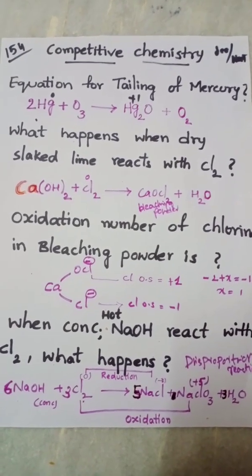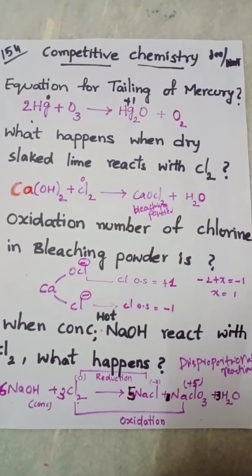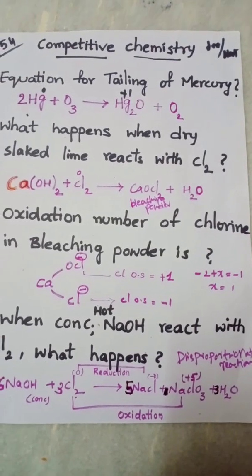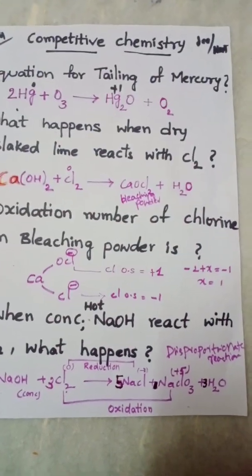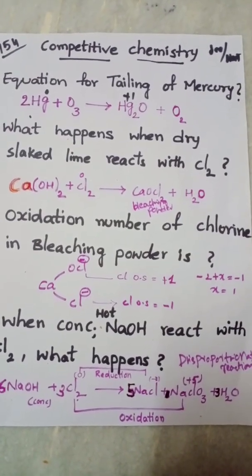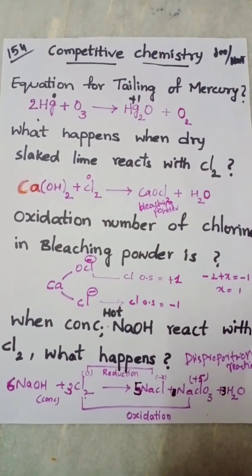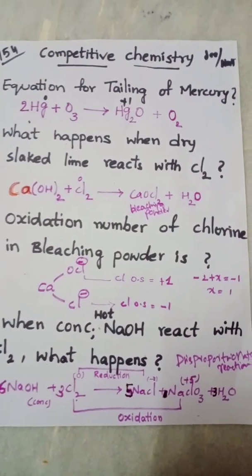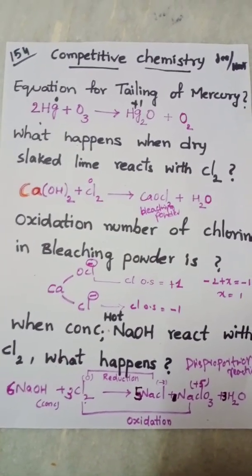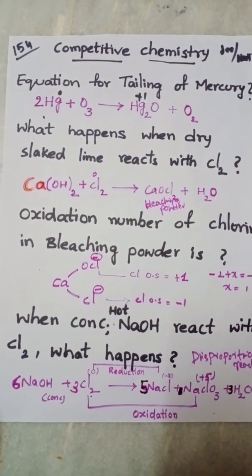The coefficients are 6 NaOH and 3 chlorine molecules react with each other to give 5 moles of sodium chloride, 1 mole of sodium chlorate, and 3 moles of H2O. Please note it. This is a disproportionation reaction. You can write it as an example. At the same time, when concentrated NaOH reacts with chlorine, what are the products he has asked? NaCl, NaClO3 and H2O. What are the coefficients of the reactants? That is 6 NaOH, 3 Cl2.